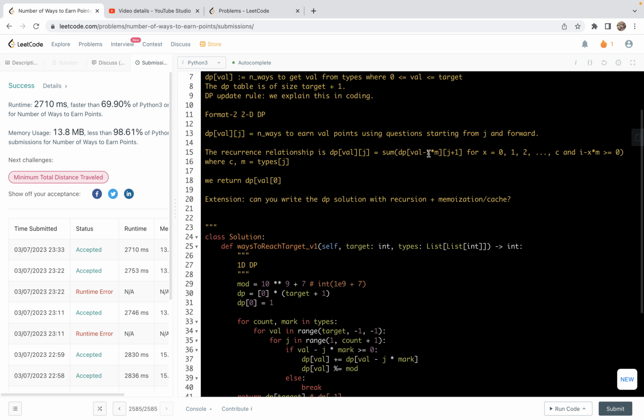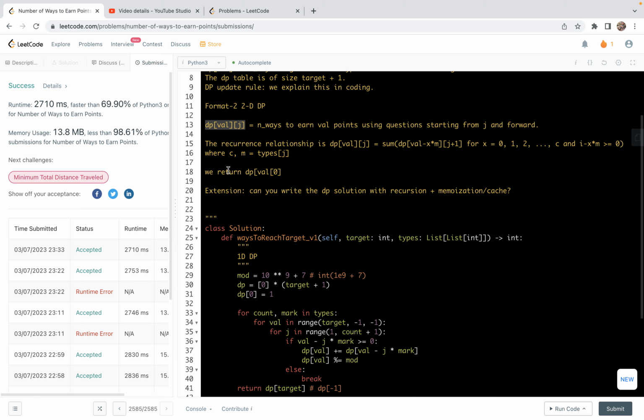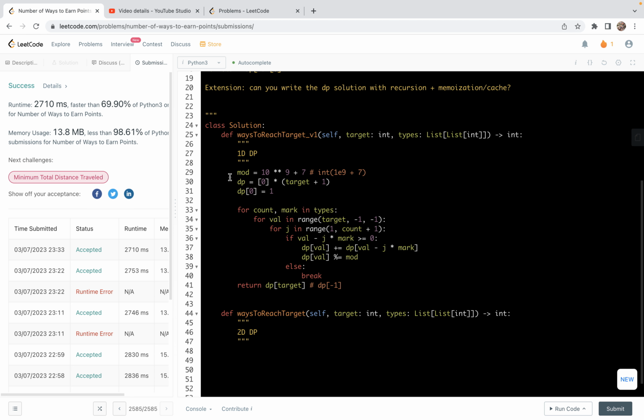So dp value and j means the number of ways to earn value points using questions starting from j and forwards, right? So if j equals 0, it means that we use all the question types. So the recurrence relation, or the dp update rule, is the following. dp value and j equals the summation of all the possibilities. We try to pick 0, 1, 2, or any valid number of questions of type j, right?